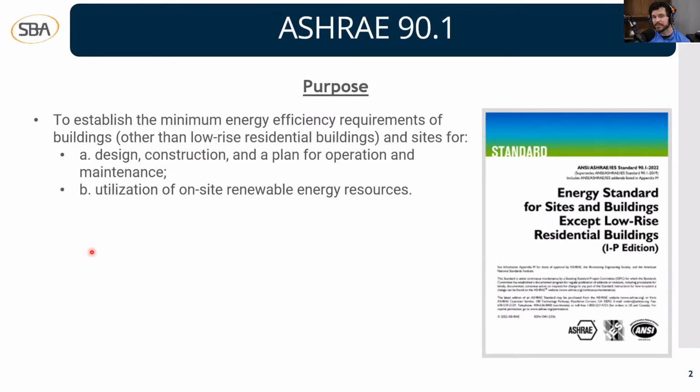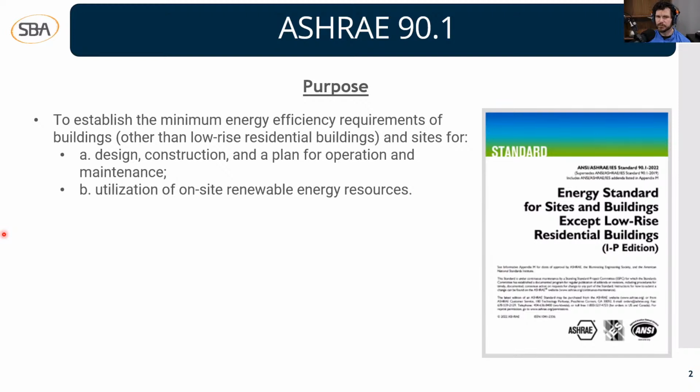So let's start with the definition. ASHRAE 90.1 is the go-to standard for setting the minimum energy efficiency requirements for commercial buildings. Now, this excludes low-rise residential. This includes new buildings, renovations, additions, and even system upgrades like HVAC replacements. It covers everything from how thick your insulation needs to be, to the controls on your lighting system, to how efficient your hot water heater has to run.